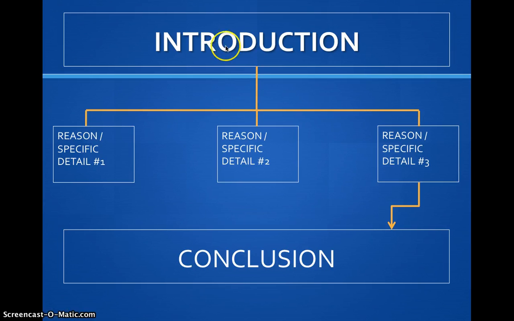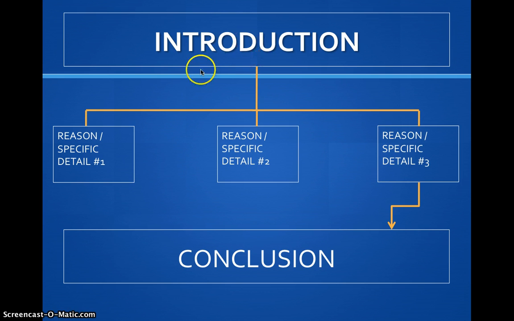So in a 5 sentence paragraph, you can see this first box is your introduction. If I gave you an overarching question like, why did the Americans revolt against Great Britain? Your introductory sentence should say something along the lines of, in this paragraph, I'm going to discuss 3 specific reasons why the Americans revolted against Great Britain. Something along those lines.